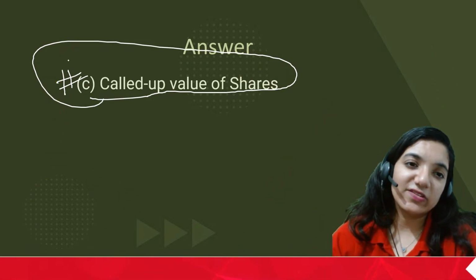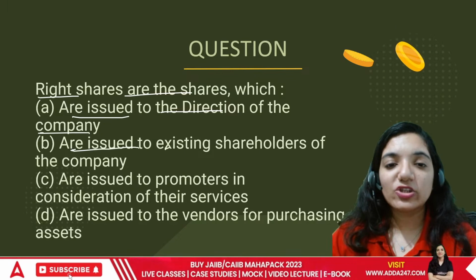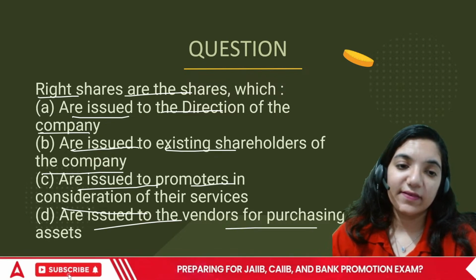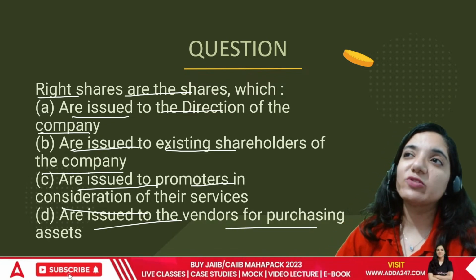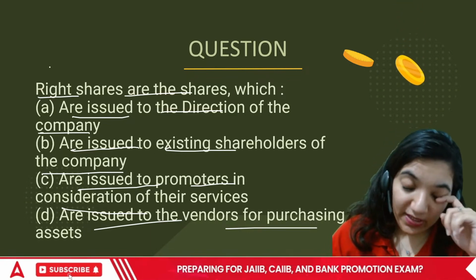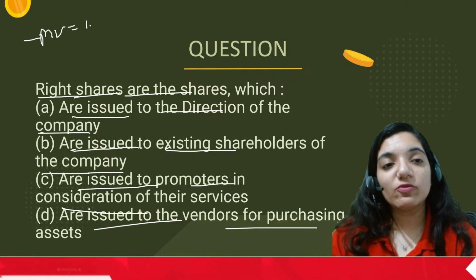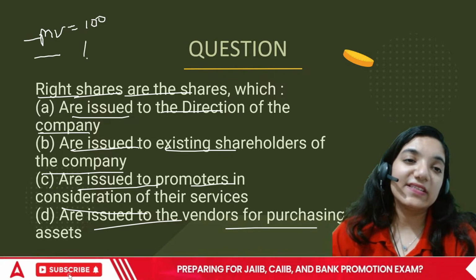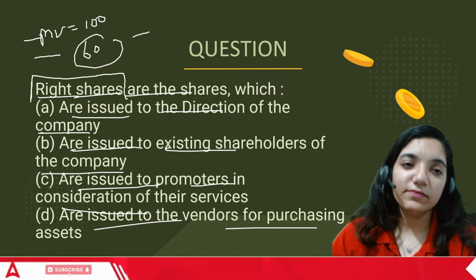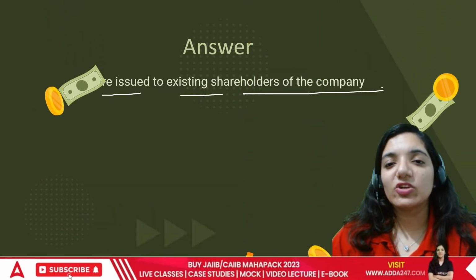Okay, now let's look forward to what's the next question. Right shares are the shares which are issued to the existing shareholders, the loyal shareholders, I would say, for investing their money into the company. Right shares means the market value of the share would be 100. You are getting that particular share for rupees 60 because you are an old shareholder of the company. That's called right shares. So these are issued to the existing shareholders of the company.